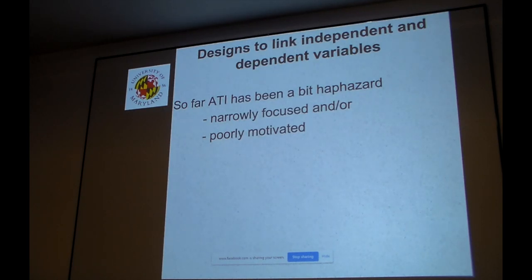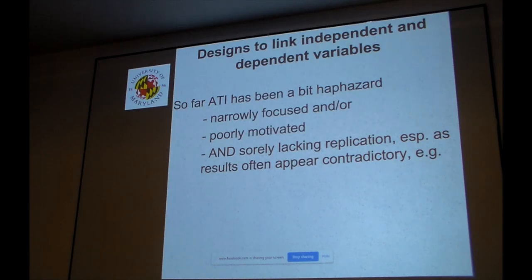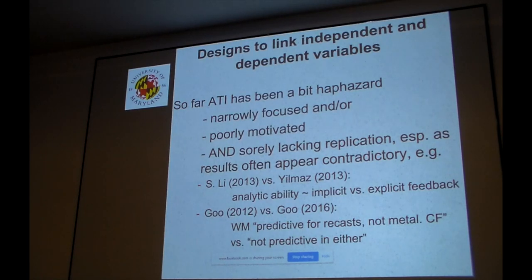People tend to grab the same predictors over and over again. Working memory is a popular one. Analytic ability is a popular one. And it is sorely lacking in replication, especially as the results are often contradictory. For instance, Lee versus Yilmaz: one says analytic ability is compatible with implicit rather than explicit feedback. The other says it is the other way around. Or even replication attempted by the same author, who in one study finds that working memory is predictive for recasts but not metalinguistic corrective feedback, and in the second study, not predictive in either.